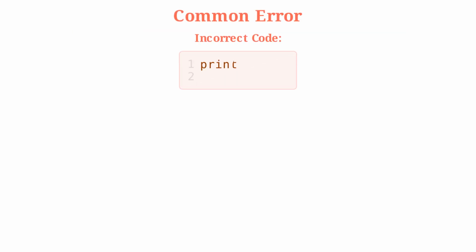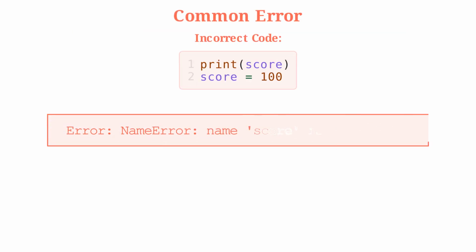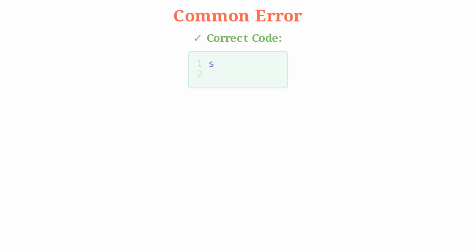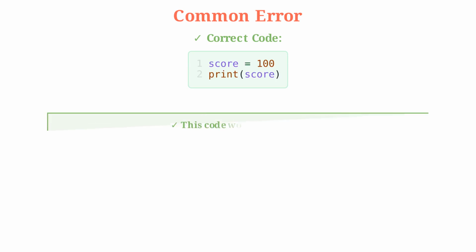Watch what happens when we make this mistake. If we try to print score before creating it, Python says, "Hey, I don't know what score is." But when we create score first, then print it, perfect. Python is happy because it knows about score now.